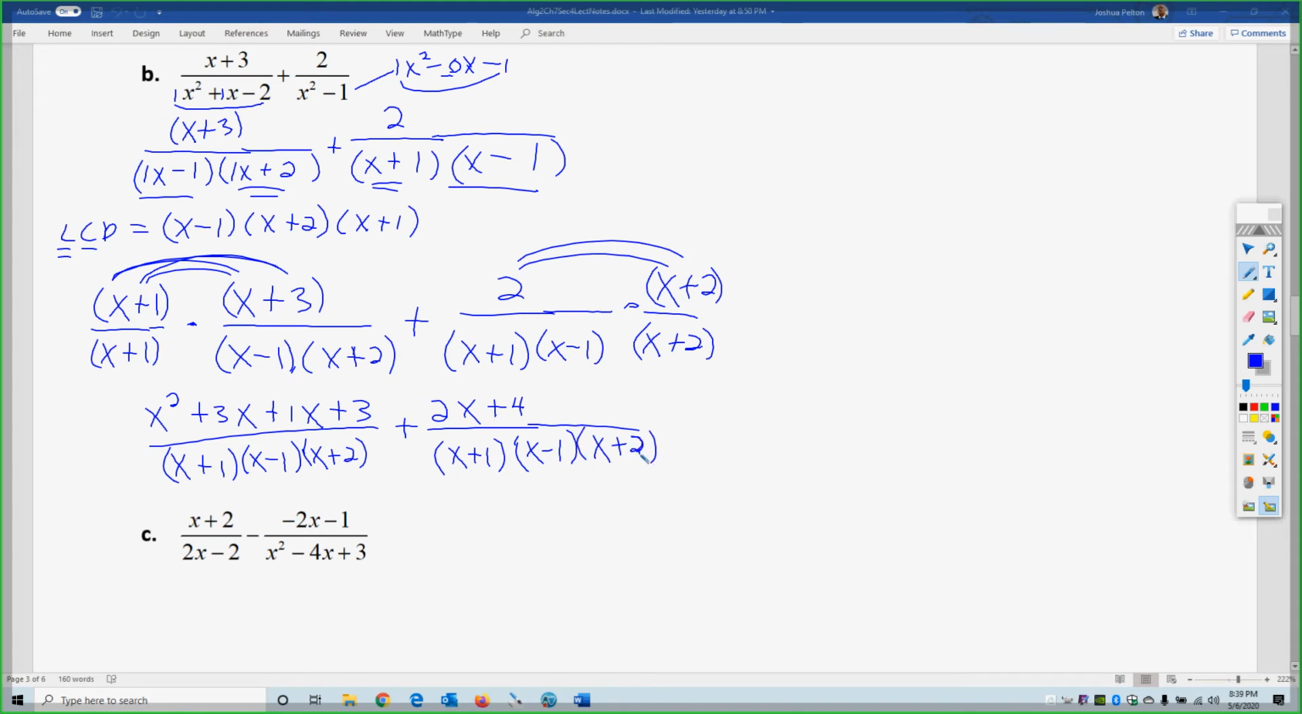Okay, so now we can add the numerators. So we get x squared. So I have a 3x, a 1x, and a 2x. So that's what, 6x?